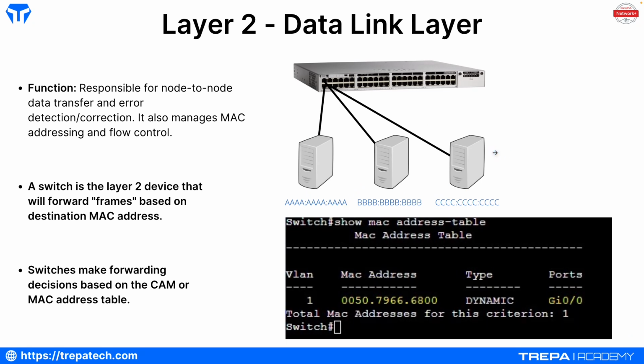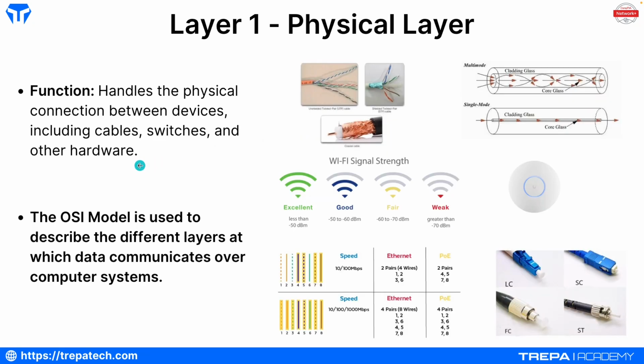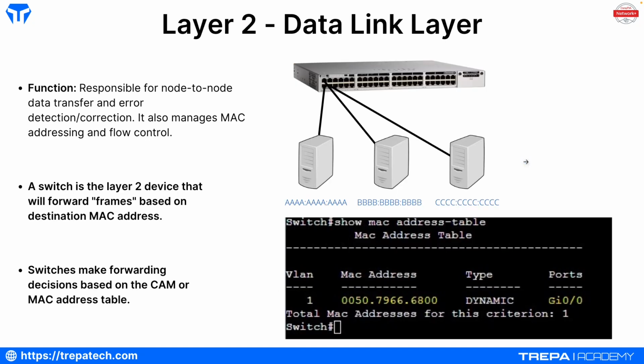Okay, layer 2, that's going to be our data link layer. When you think layer 2, think MAC addresses. And when you think about a physical device that does layer 2, think switches. Side note, layer 1, if you think another physical device is a hub, just a little tidbit in there. A hub is layer 1. Layer 2, think switches, right?